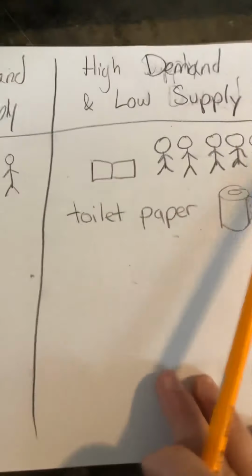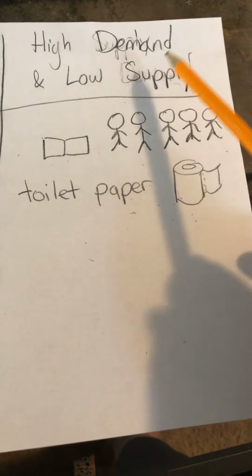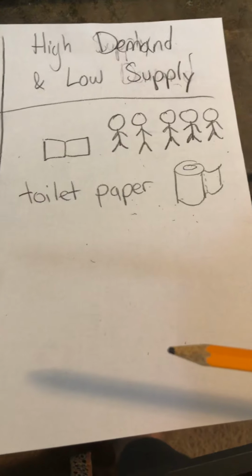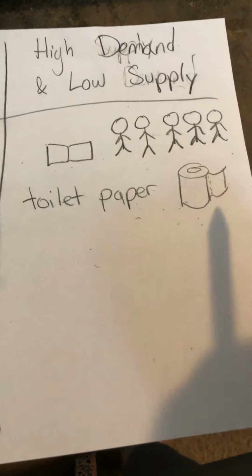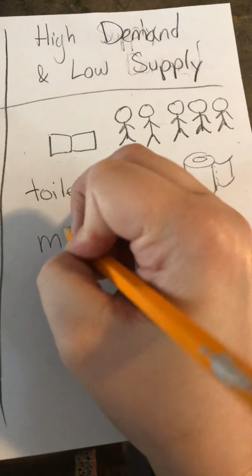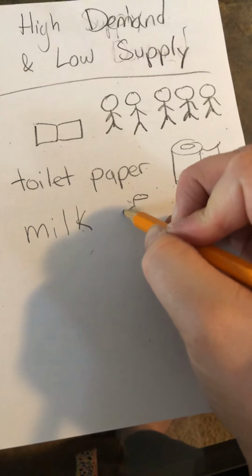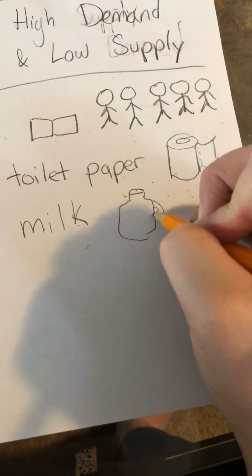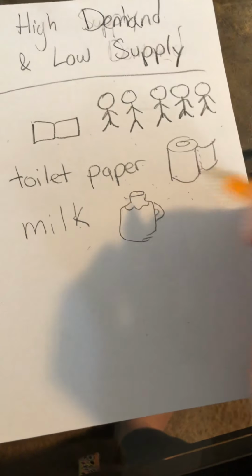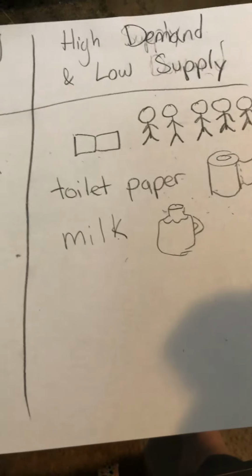But let's go to the high demand side. Right now we can't find toilet paper very much, so that's high demand. Let's think of some other things that are in high demand. Good idea. Milk. Everyone seems to be buying all the milk on the shelf. So milk is in high demand. Can we think of one more?